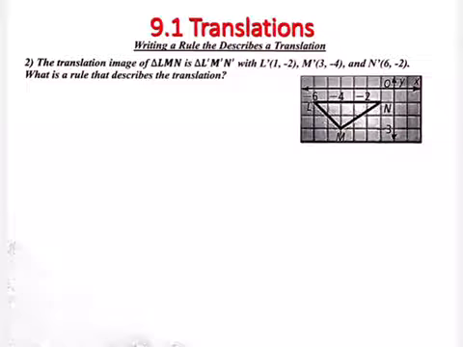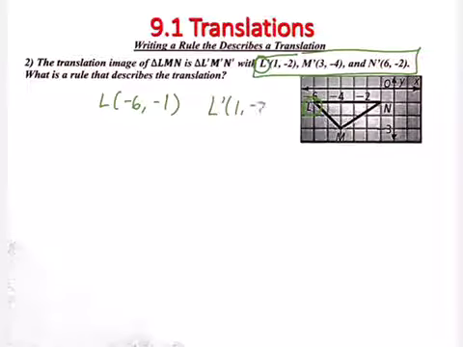The translation image of LMN is L prime, M prime, N prime, with L prime being 1, negative 2, M prime being 3, negative 4, and N prime being 6, negative 2. What is the rule that describes this translation? So this time they didn't give us both graphs, instead they gave us the image coordinates and the graph of the pre-image. So let's just focus on L and L prime. So I know that the coordinates for L, looking at the graph, are negative 6, negative 1. And I also know that L prime is 1, negative 2. So the question is, how do I go from one to the other?